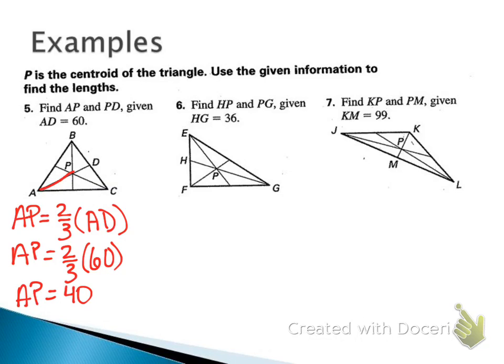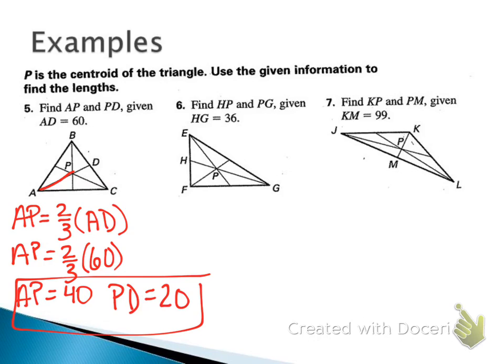AP has a length of 40, but we're not done. We also need to find the length of PD. If the whole thing has a length of 60 and AP has a length of 40, what does PD have to have a length of? 20. We would take the 60 minus 40 and get that PD equals 20.